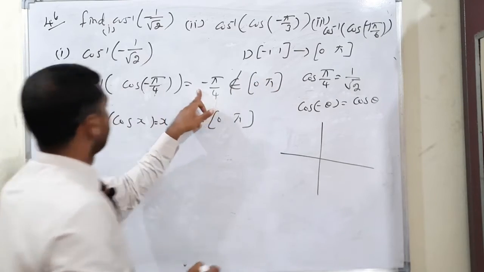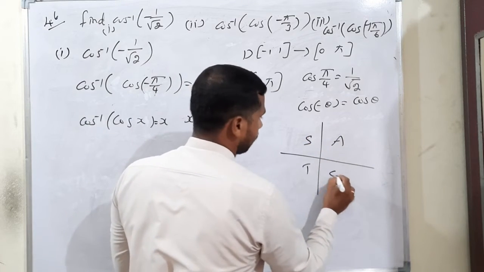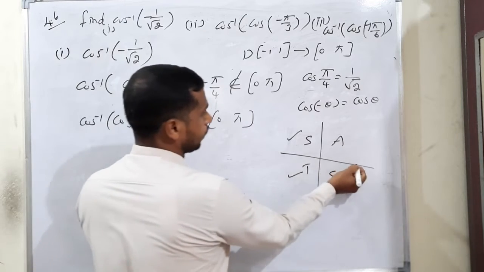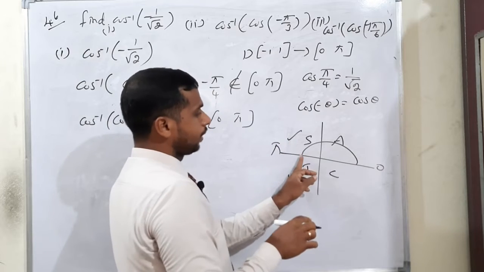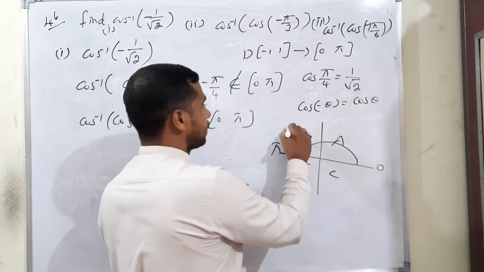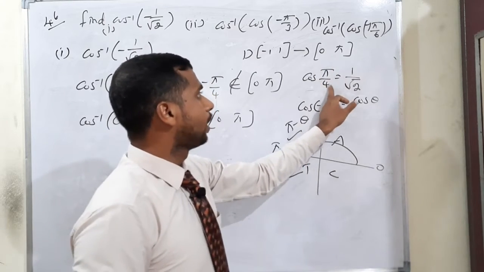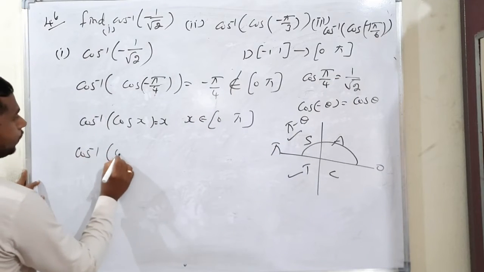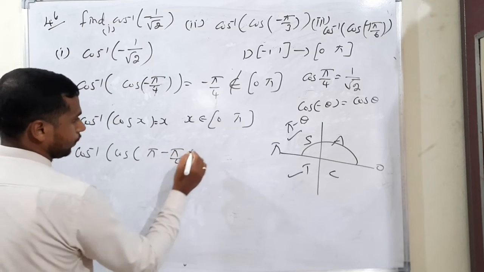According to the unit circle, using the all silver tea cups rule, in the second and third quadrants cos will be negative. Since the range 0 to pi means second and third, we have to consider the cyclic order for the second quadrant, which is pi minus theta. Instead of theta we take pi by 4. Therefore, cos inverse cos of pi minus pi by 4.